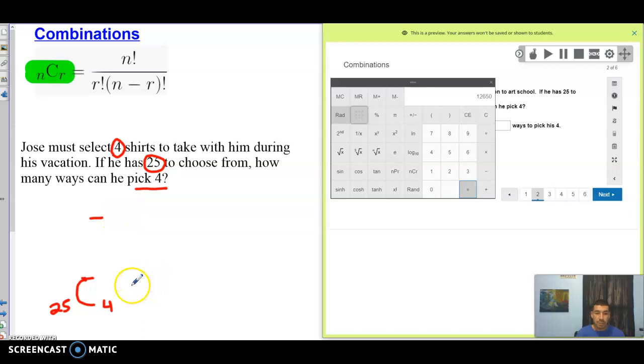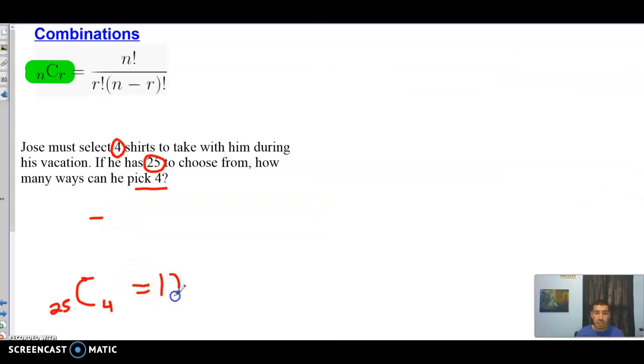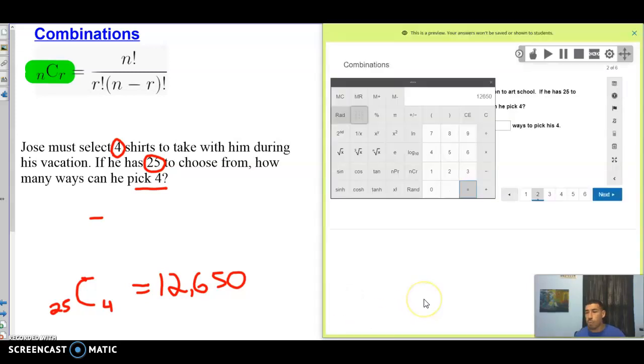12,650. So there's 12,650 ways to pick 4 shirts from 25. Okay? So I hope that this was helpful to you.